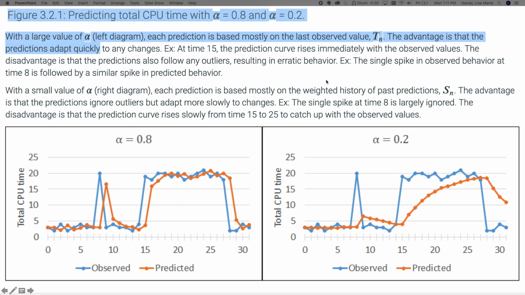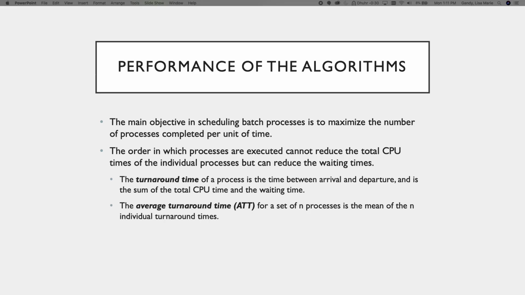Okay, so these are two different alphas, and we can see what's going on there. And this is basically to predict the time of CPU, okay, for a process.